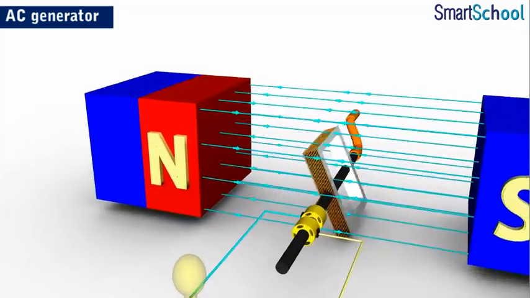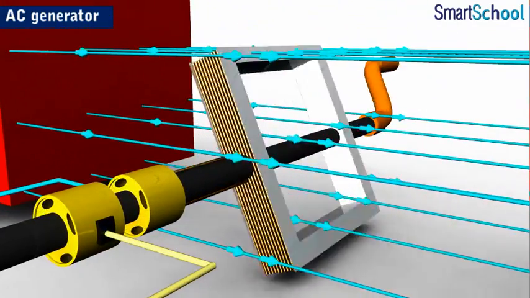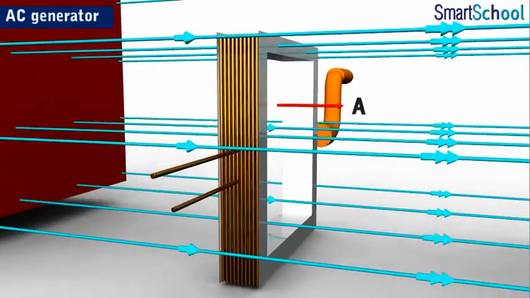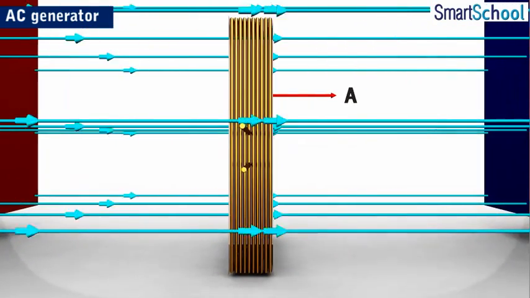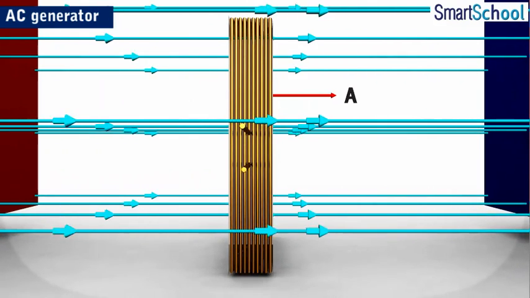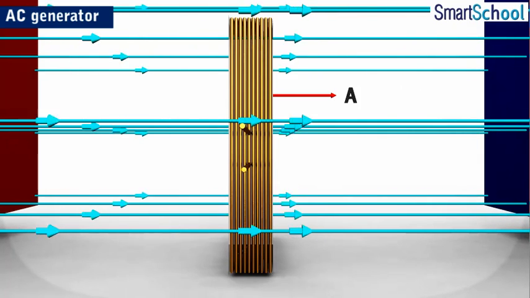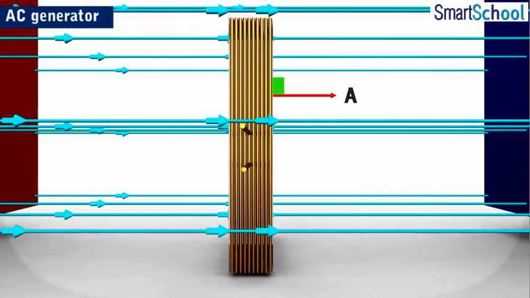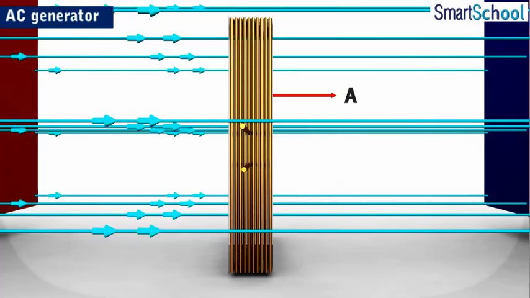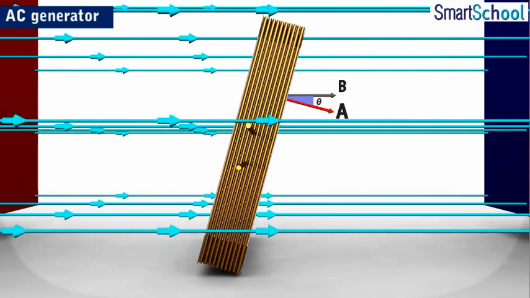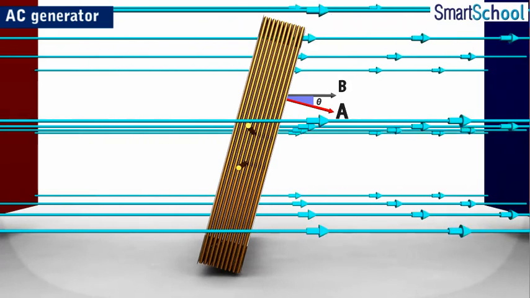Consider the area vector A for the coil. The area vector is normal to the plane of the coil. Initially, let the area vector lie in the direction of the magnetic field. This implies that the plane of the coil is normal to the direction of the magnetic field.